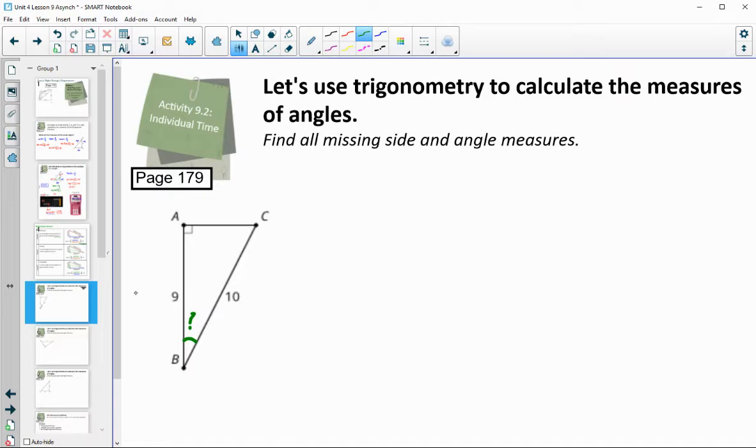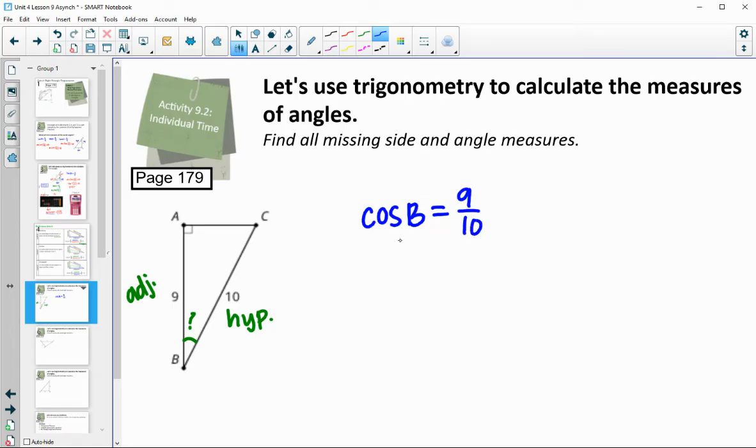So the 9 is the adjacent side, next to it. The 10 is the hypotenuse. So adjacent and hypotenuse is our cosine function. Remember, it's on your reference sheet. So cosine of angle B is going to equal 9 over 10.